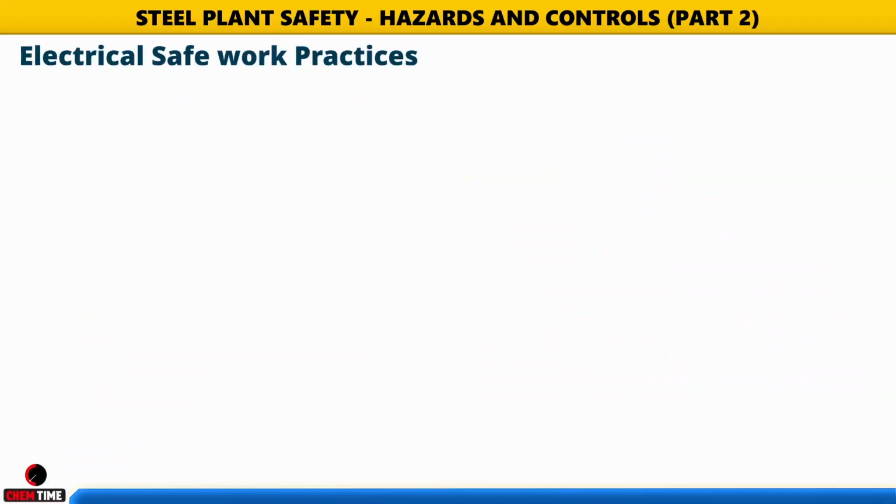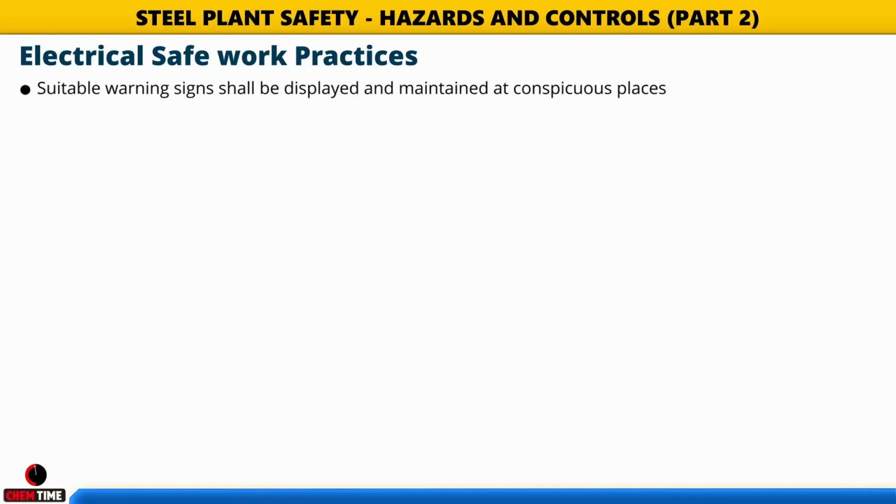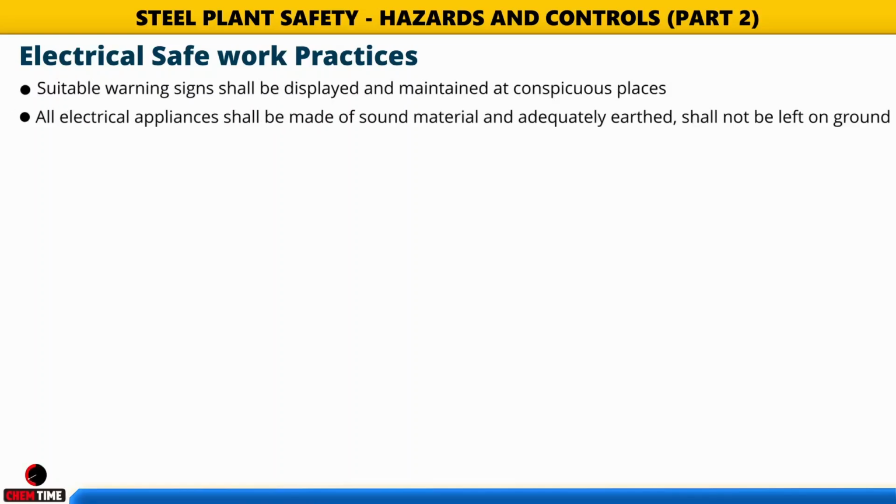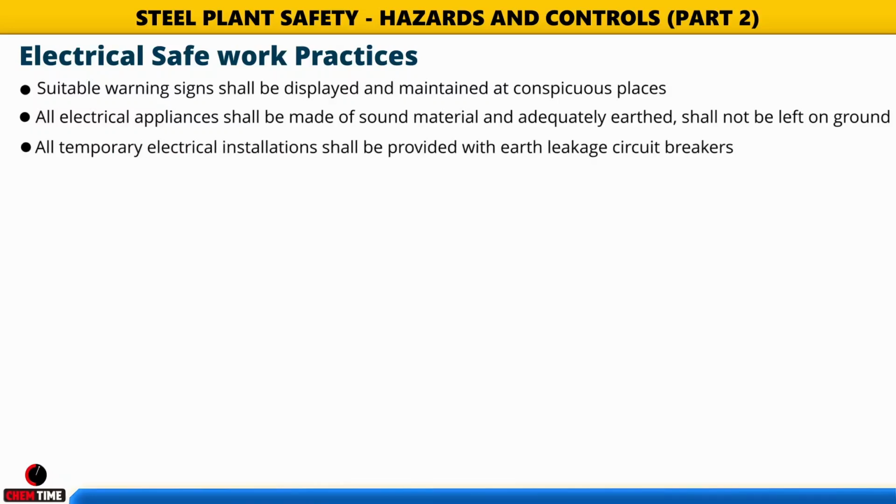Let's go to electrical safe work practices. Suitable warning signs shall be displayed and maintained at conspicuous places. All electrical appliances shall be made of sound material and adequately earthed, and shall not be left on the ground. All temporary electrical installations shall be provided with earth linkage circuit breakers. All portable hand tools must be provided with double insulation.